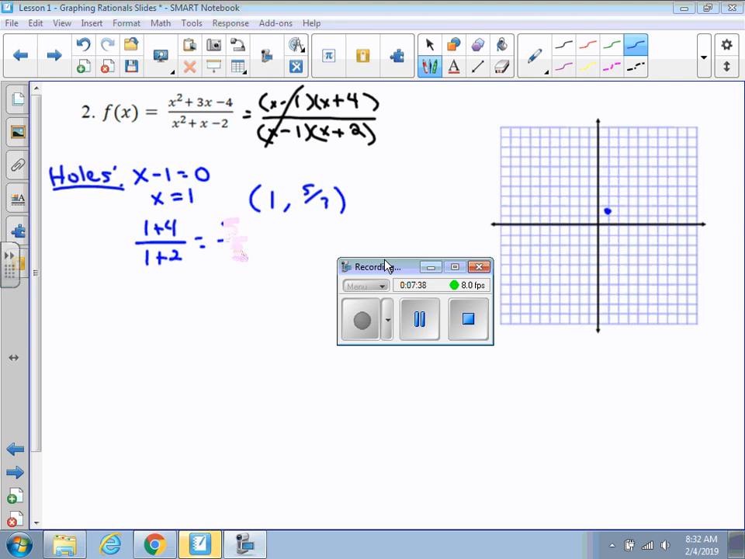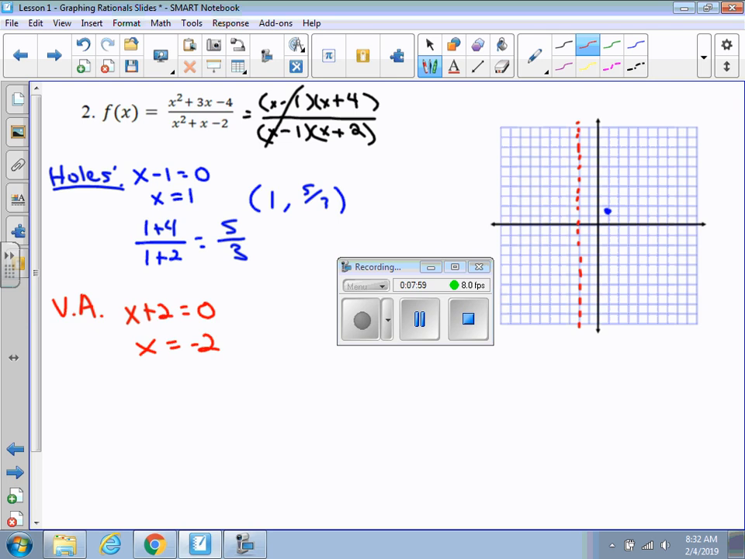Okay, now let's move on to our vertical asymptotes. Remember, you take the factors unique to the denominator. There's only one. It's x plus 2, set it equal to 0. You get x equals negative 2. So now we're going to graph that. Here's our vertical asymptote.